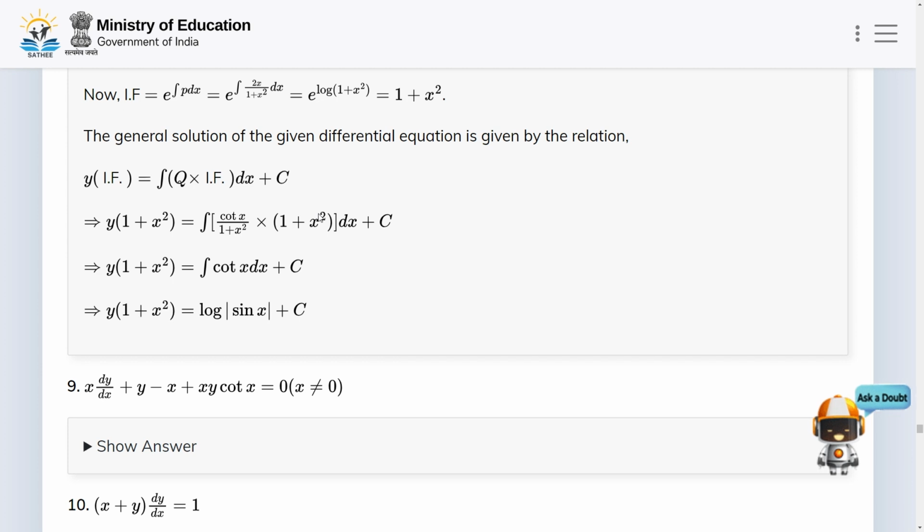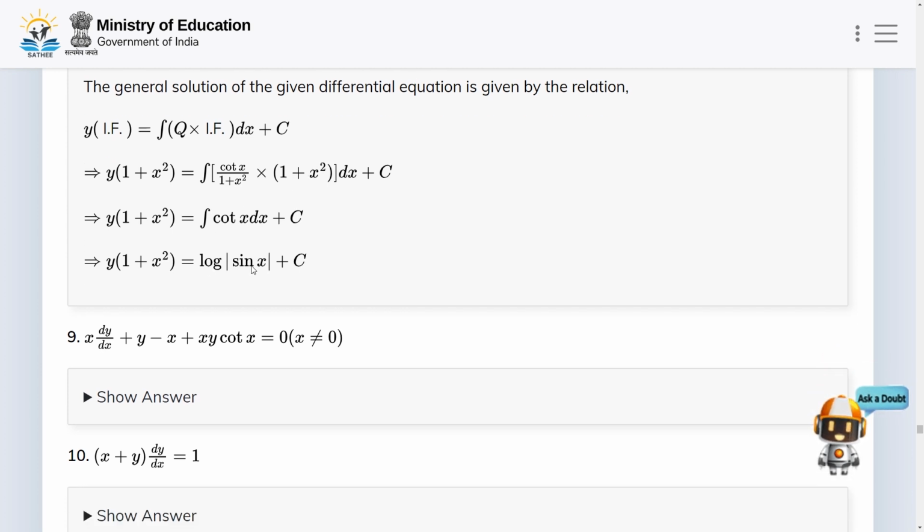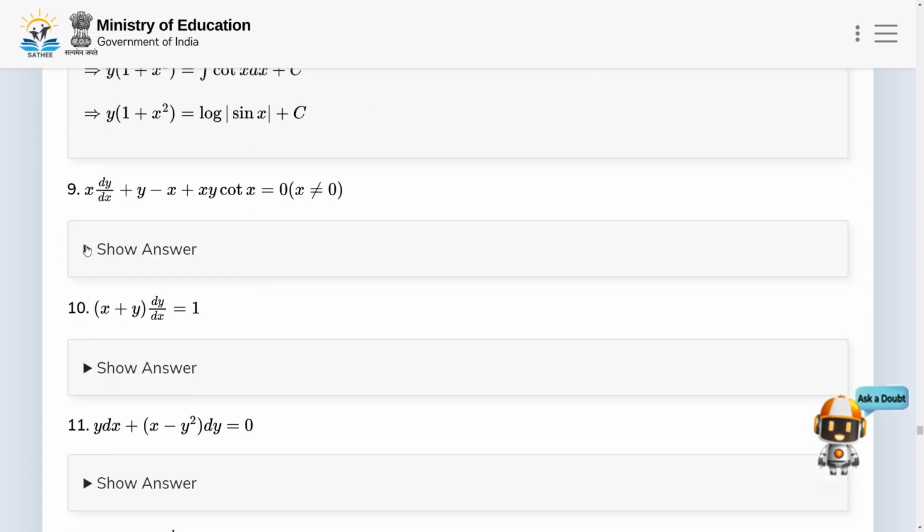So this means these two terms can directly cancel. Integration of cot x we know, log of modulus sin x. So your general solution will be this equation. Okay. Now ninth problem. Try to make it into standard form.